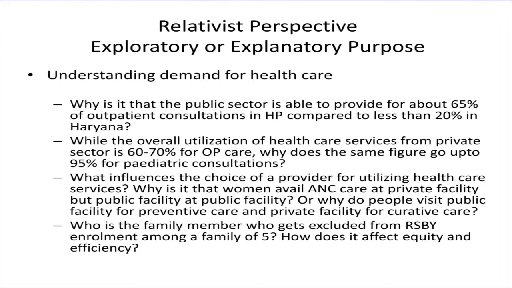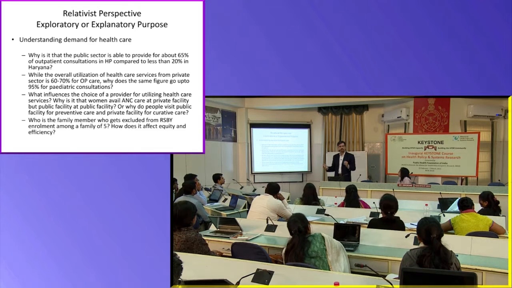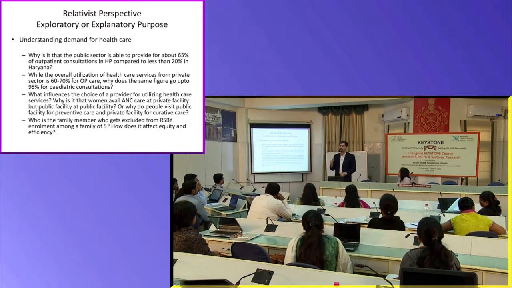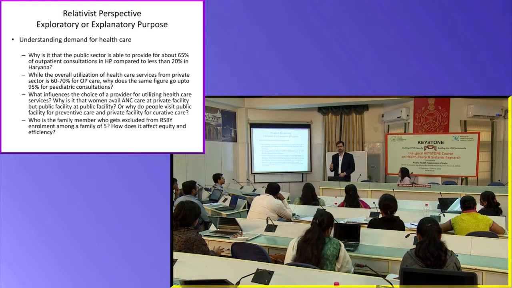Why is it that women, when they have to take ANC care, go to the private sector, but when they have to deliver, they come back to the public sector? Why such a differential behavior? Why is it that at the overall level of outpatient care, about 60 to 70%, currently 70%, of people go to the private sector, but when it comes to neonates or children, it's about 95% that go to the private sector?